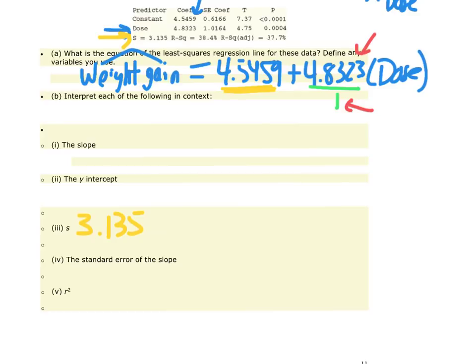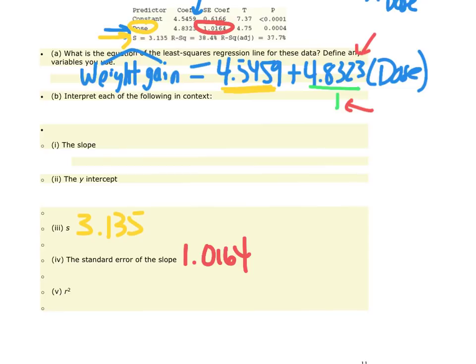Standard error of the slope. To find that one, we are talking specifically the slope, which is that dose. So to find the standard error of the slope, keep that straight, is this number right here. So it is this. And let's define that one in context. I would say if repeated many times, on average, the slope of the least squares regression line will be off by 1.016 ounces.